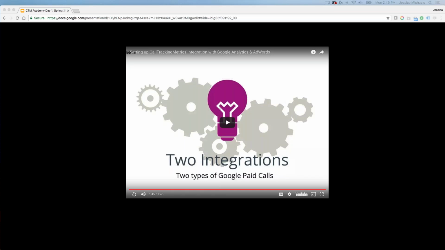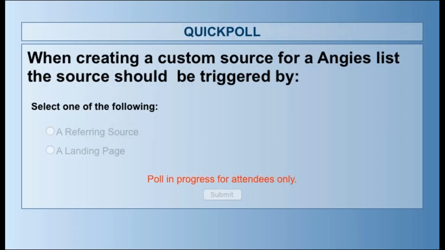All right, here is another one. When creating a custom source for Angie's List, the source should be triggered by a referring source or a landing page source.